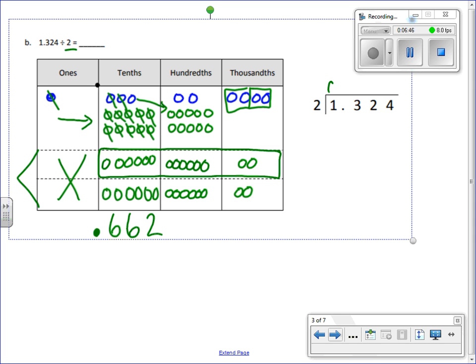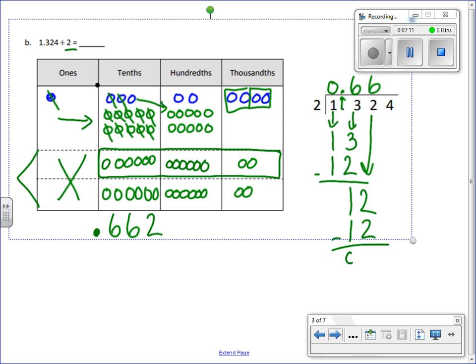2 cannot go into 1. Add your decimal point. Goes in the same place. Bring down the 1. Bring down the 3. 2 can go into 13 6 times, which gives me 12. When I subtract, I get 1. Bring down the 2. 2 goes into 12 6 times, gives me 12. Subtract, I'm left with nothing.